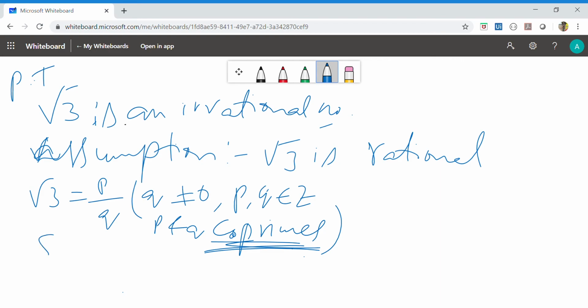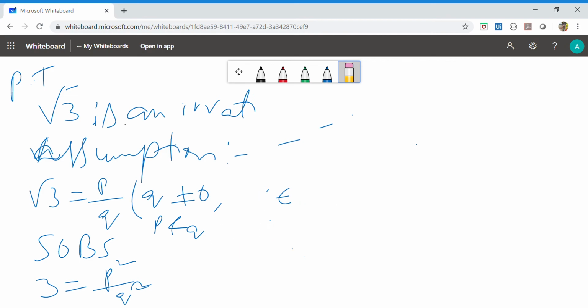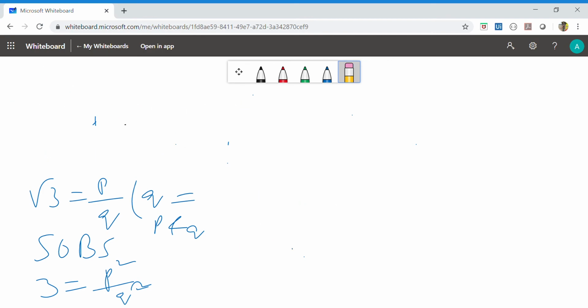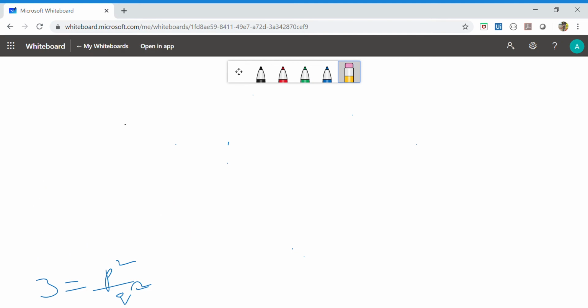Then what am I doing? Squaring on both sides. So 3 is equal to P square by Q square. Then bring Q square to that side. 3Q square is equal to P square.